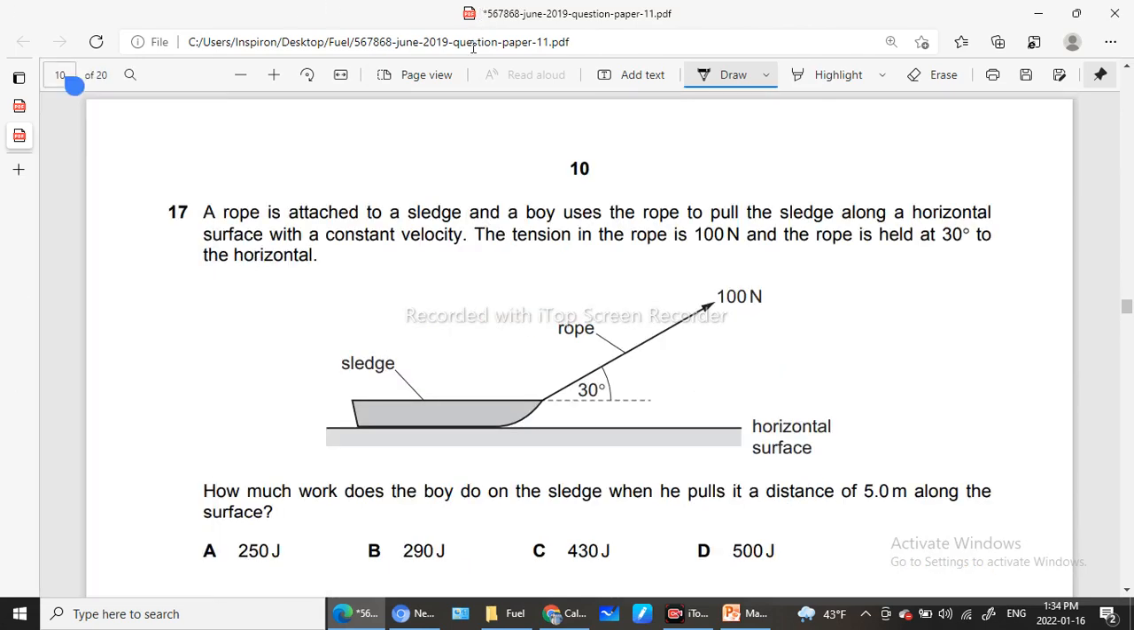Question 70. A rope is attached to a sled and a boy uses the rope to pull the sled along a horizontal surface with a constant velocity. The tension in the rope is 100 Newton and the rope is held at 30 degrees to the horizontal. How much work does the boy do on the sled when he pulls it a distance of 5.0 meters along the surface?